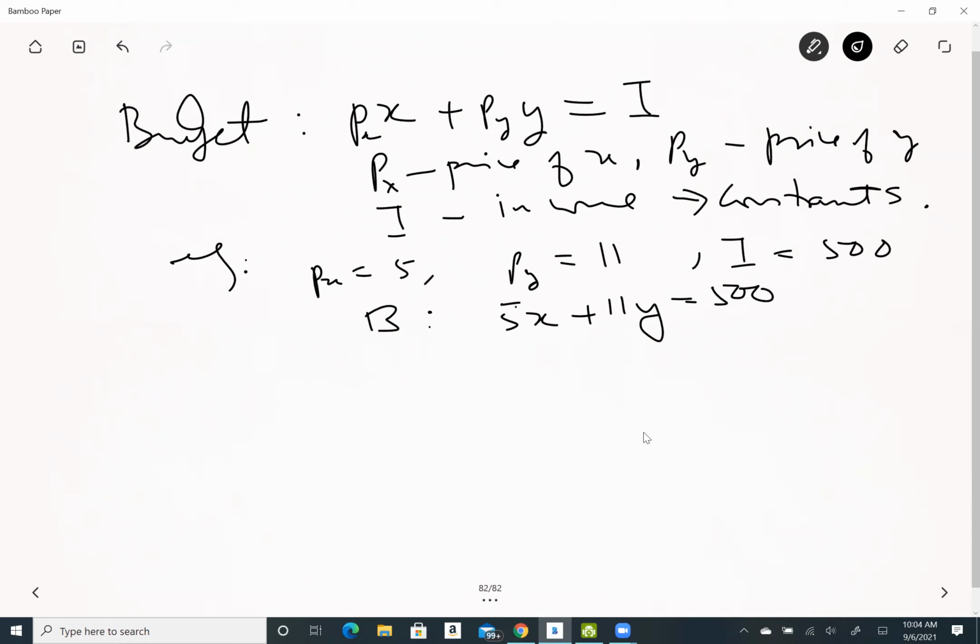So if you look at example 4, what does it mean? You have 2x plus 4y equal to 40. It means Px is equal to 2, Py is equal to 4, and the income is 40. The constants are the prices, Px and Py, and then you have the constant on the other side, not multiplied to the x or to the y. That is your income. So that budget line is equal to 2x plus 4y equal to 40.